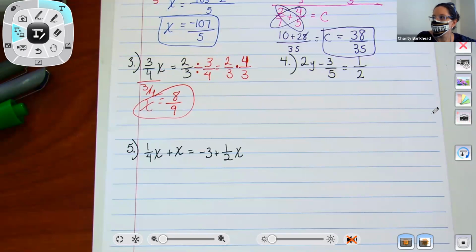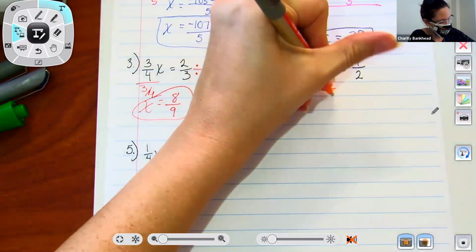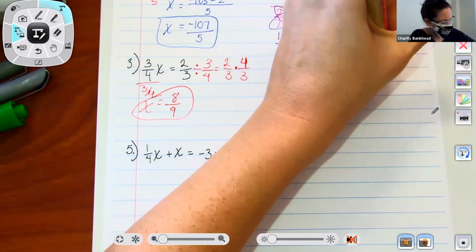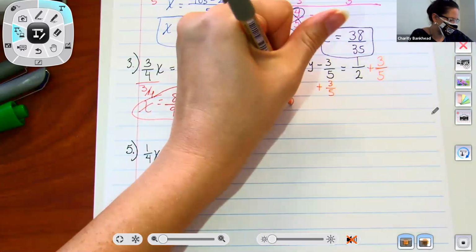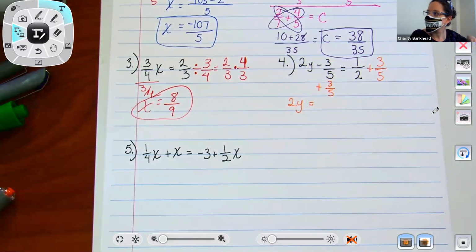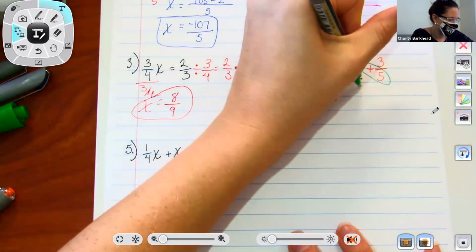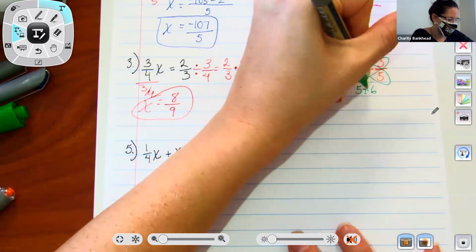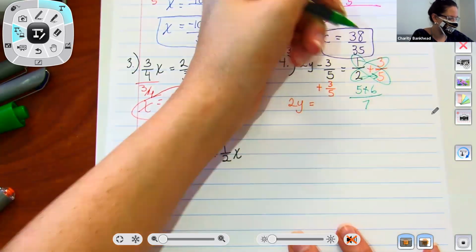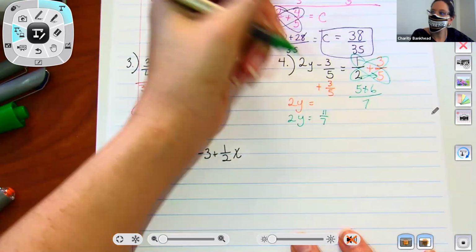Okay. Number 4. So we want to get y by itself. So I would start by adding 3/5 to both sides, and I would use the bow tie method. So 5 times 1 is 5. 3 times 2 is 6. And 2 times 5 is 7. So I have 2y equals 11 over 7.